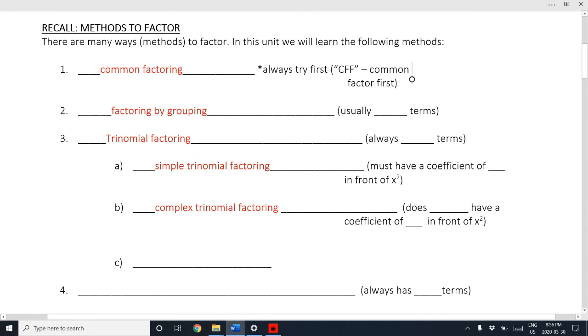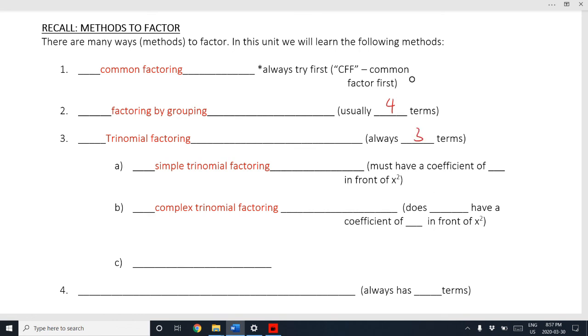So far, we've covered many ways to factor in this unit. We looked at common factoring. Remember to always try to use common factoring first to simplify your expressions. Then we use factoring by grouping. Remember, these ones usually have 4 terms. We did trinomial factoring, which always have 3 terms.